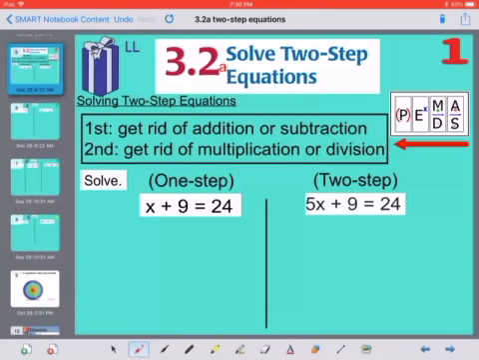Good morning. Today we are doing lesson 3.2a, which is solving two-step equations. Yesterday we learned one-step equations, where we had to get our letter or variable by itself. Today we're going to do the same with two steps.